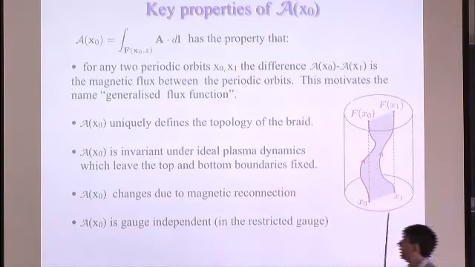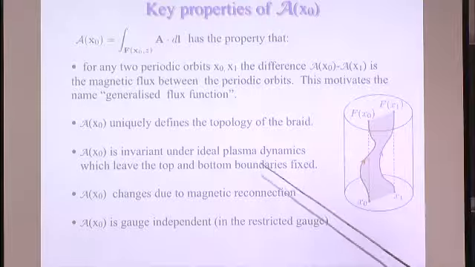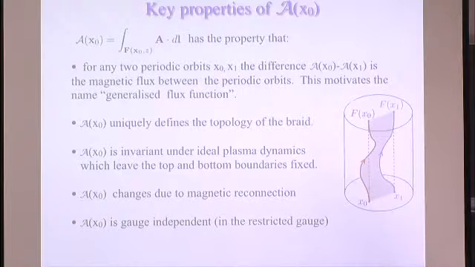Then we have a sequence of nice properties of this flux function. For any two periodic orbits, the difference between these two flux functions on the periodic orbits gives you the flux through the surface between these two periodic orbits. And the function uniquely defines the topology of the braid and is invariant under ideal plasma dynamics. It does, however, change due to reconnection.